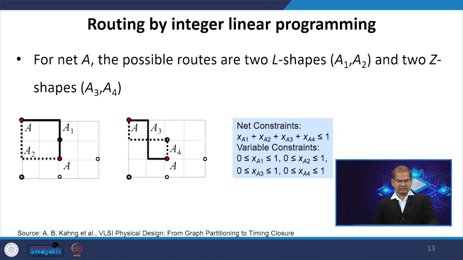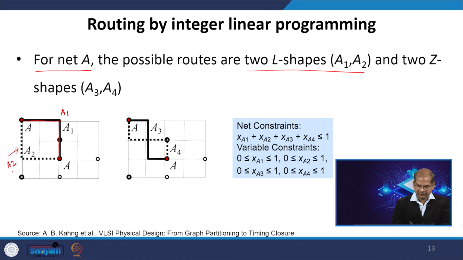So, we will consider one net at a time. For a net A, two possible routes are there, A1 and A2, in L shape. Let us say this is your A1, this is an L shape, and this is A2, also an L shape, and we have a Z shape. A3 is this Z shape, and the dotted one is your A4.